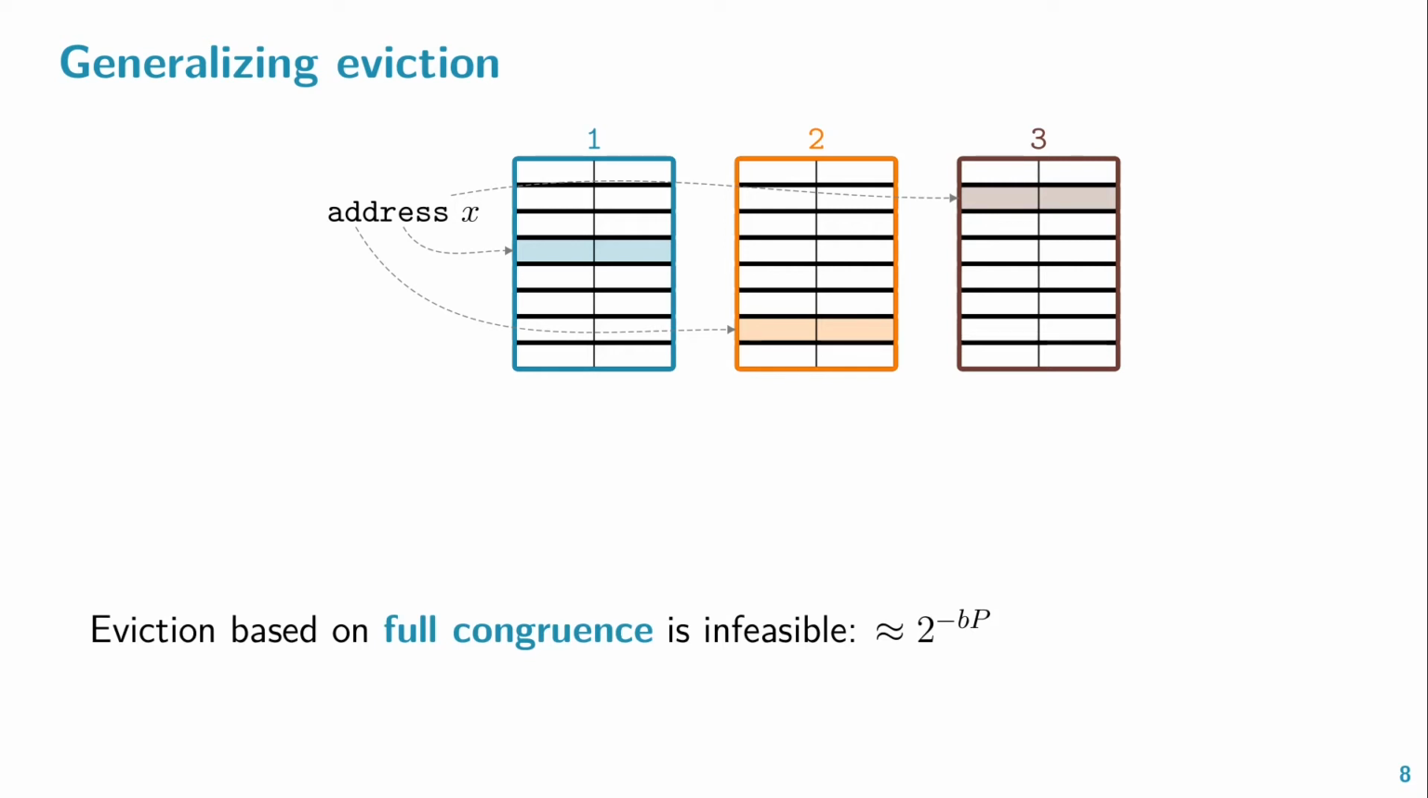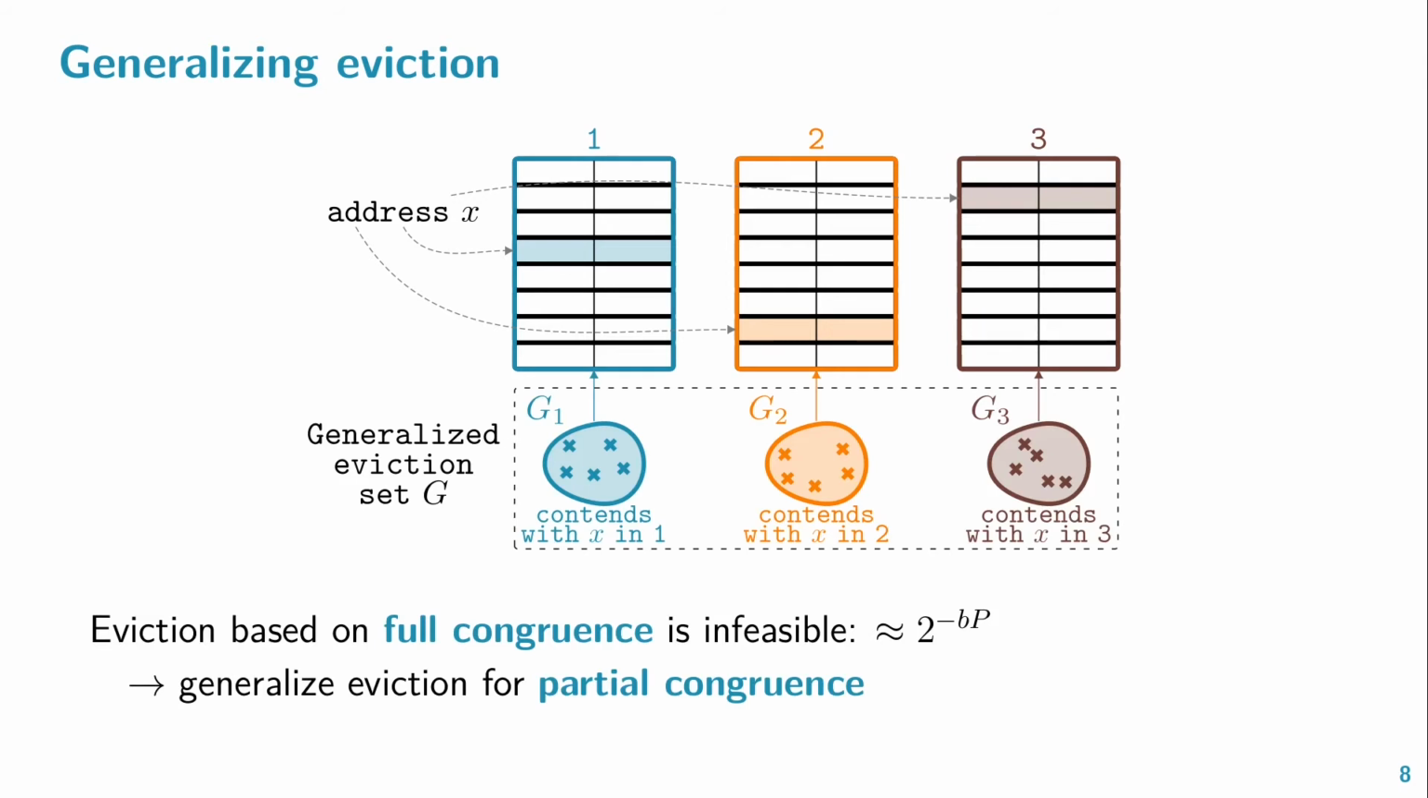Instead, Werner et al. generalize eviction using partially congruent addresses, which collide with the target address X in one partition only. So in this example, G1 contains addresses that collide with the target in the blue partition, G2 for the orange and G3 for the brown, and this means that if X is currently cached in the blue partition, the only addresses that have a shot at evicting it will come from G1.